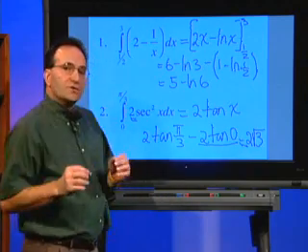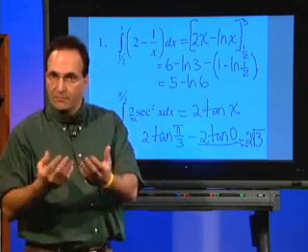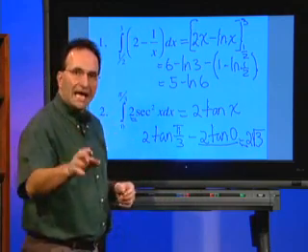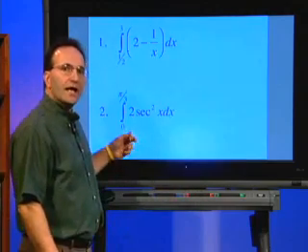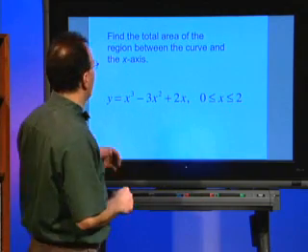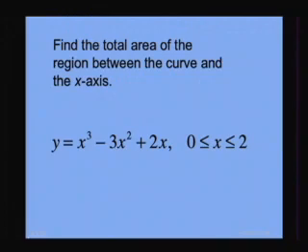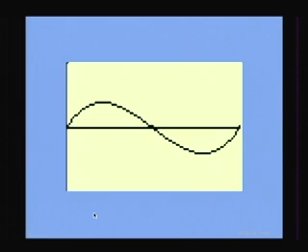We can use this same idea, this same procedure, to find areas. So let's take a look at how we can use this to find area. Find the total area of the region between the curve and the x-axis. And the curve we have is y equals x cubed minus 3x squared plus 2x, and we're going from 0 to 2 inclusive. Let's take a look at what that graph would be.